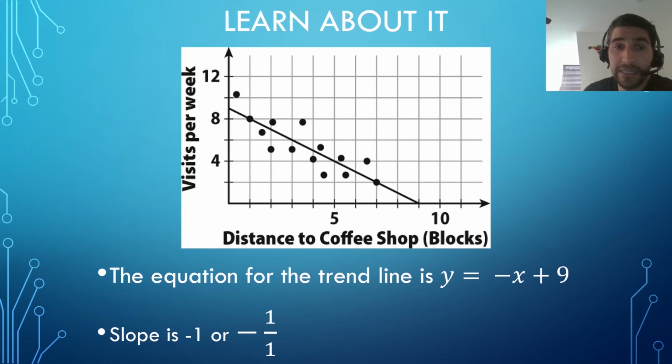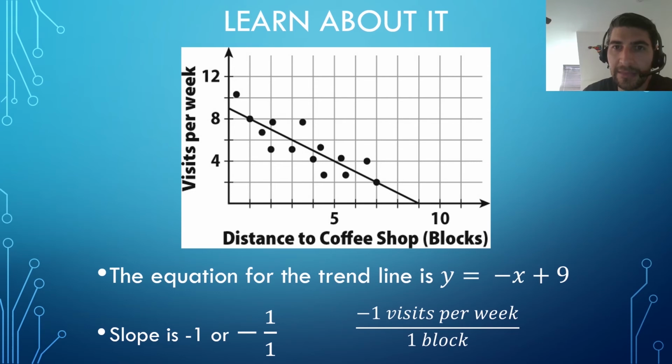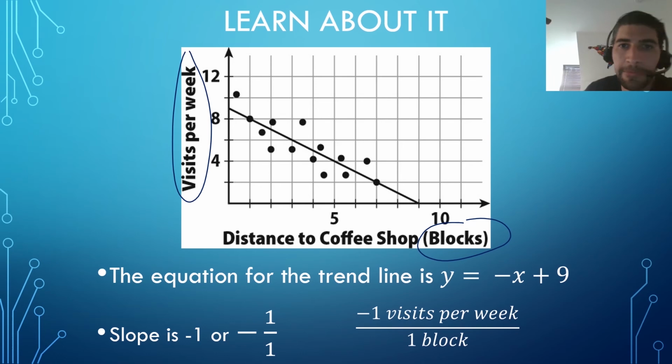The slope is -1, or written as a fraction, -1 over 1. One reason that we might want to look at this as a fraction is because slope is the change in y values, visits per week, versus the change in x values, which is the distance to the coffee shop. Since the slope is an integer, we want to convert it to a fraction so that we can compare the 2 units. In this case, the units would be visits per week and blocks, because those are the units that we have in the graph right here and right here.